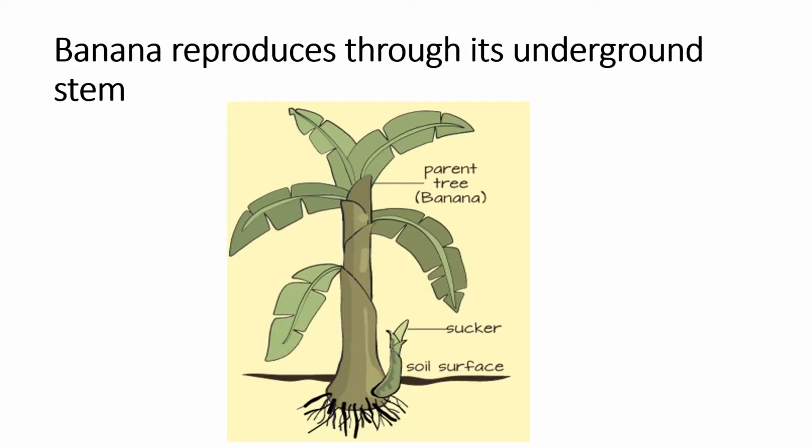A banana reproduces through its underground stem. If you see in this diagram below, you see that there is an underground stem which is coming out from the soil. This will grow into a new plant.